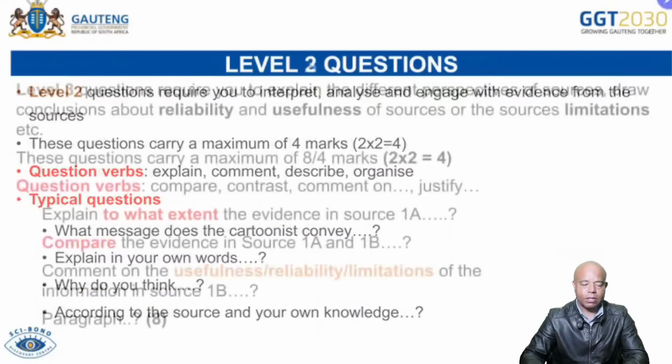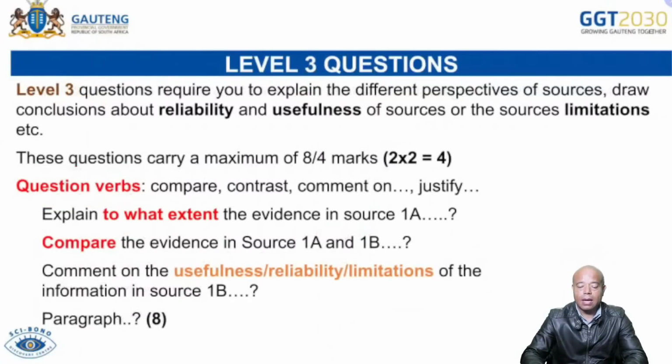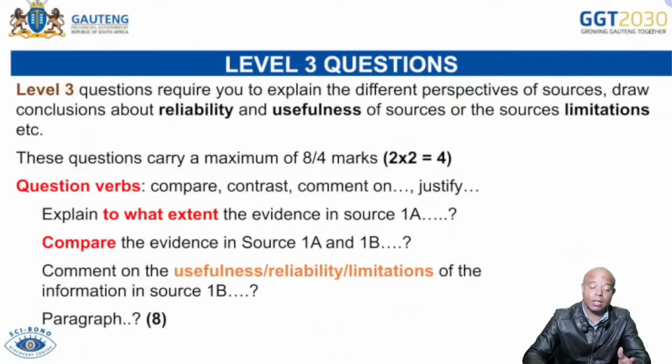Now let's quickly go to level 3 questions. Level 3 questions carry a maximum mark of 8, which is for the paragraph, and 4 for the normal level 3 questions. Now what are the question verbs? Contrast, compare, comment, justify. That is what we call question verbs basically. Then explain to what extent. We still continue with the question verbs. Explain to what extent. Compare evidence from source 1A and 1B. Comment on the usefulness, how reliable, the limitations of the information of source 1B. And then the paragraph is the last one basically, which is our 8 marks.